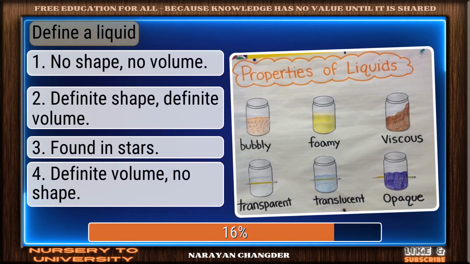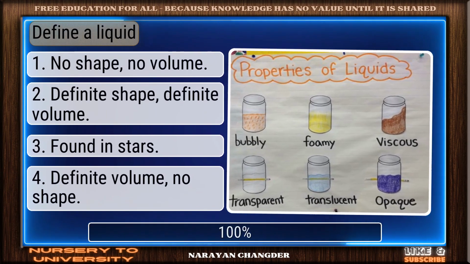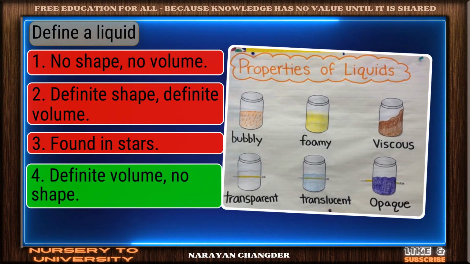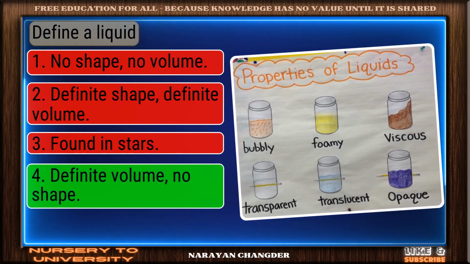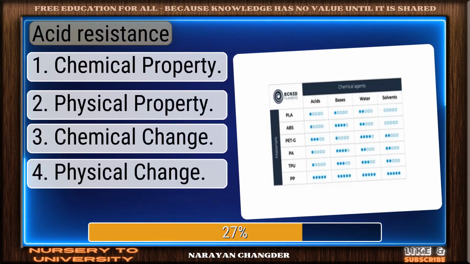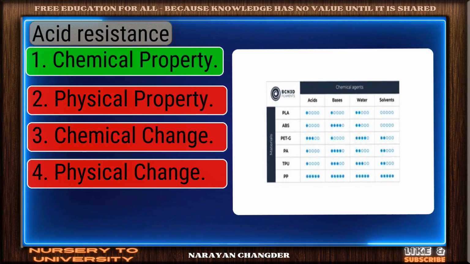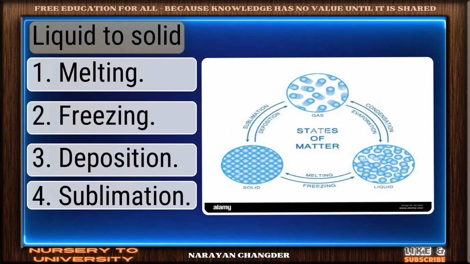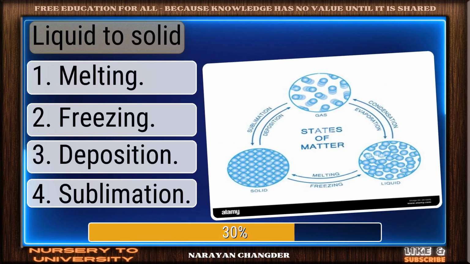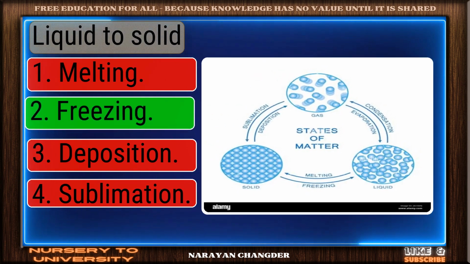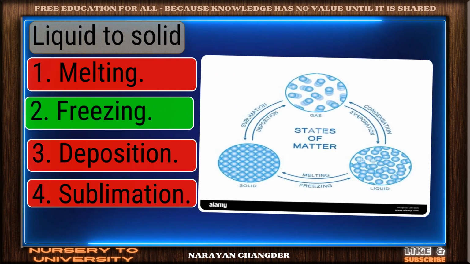Define a liquid. You're right. Definite volume. No shape is the correct answer. Acid resistance. Excellent choice. Chemical property is the right answer. Liquid to solid. On track. Freezing is the correct answer.